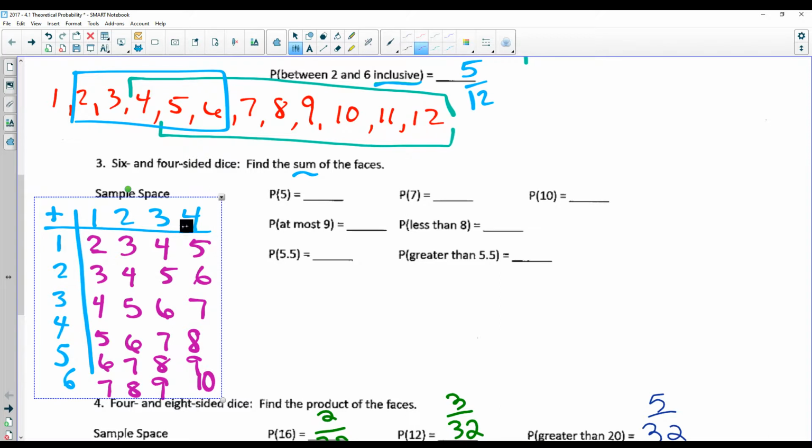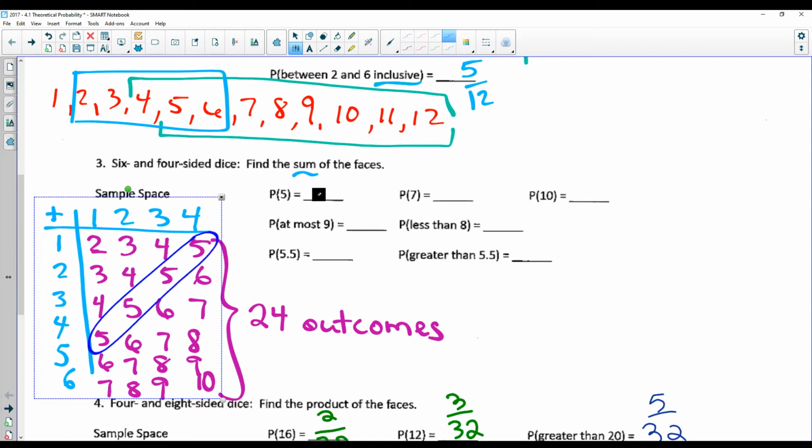So if we look at this and we know that there's 4 choices here and 6 choices here, that means that there are 24 outcomes. Okay, so it's out of a total of 24. Now, the sample space would be 2, 3, 4, 5, 6, 7, 8, 9, 10. Okay? All right, so the probability of getting a 5, it's really nice to have this written out here so that you can look at it and just say, how many 5s are there? 1, 2, 3, 4. So there are 4 outcomes out of 24 possible of getting a 5.